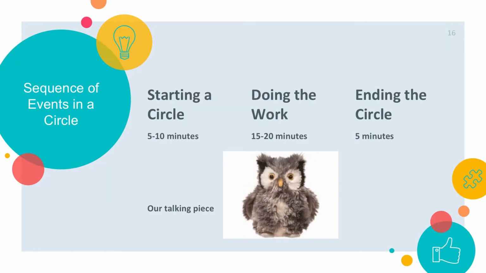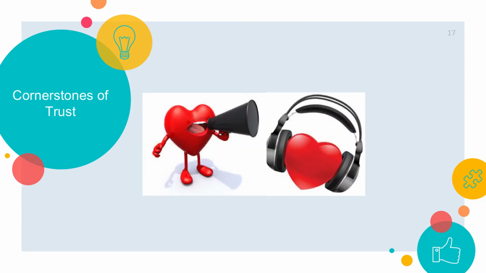Let me explain how this starts. We start off by talking about what the purpose of the circle is. We do some work in talking about the questions, and we close up with some checking for understanding. Cornerstones of trust is talking from your heart and also listening from your heart. It's really important that we start building on that trust.